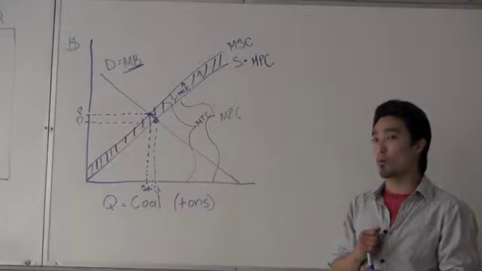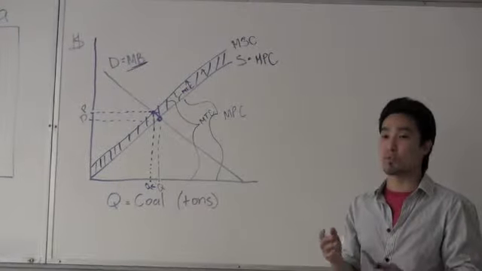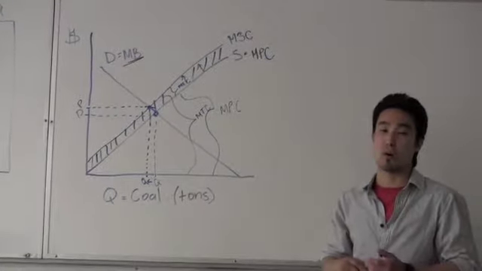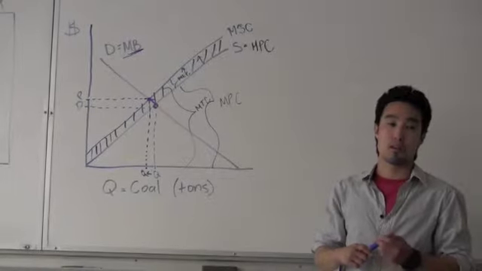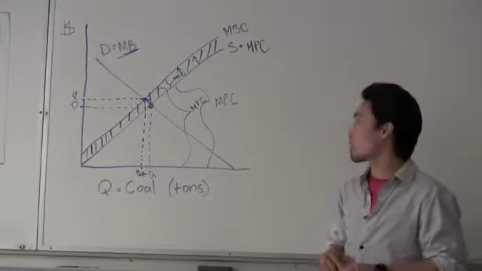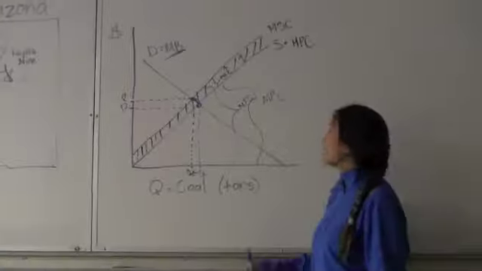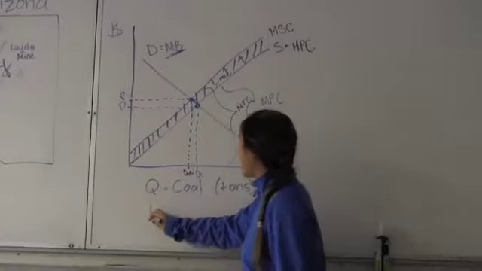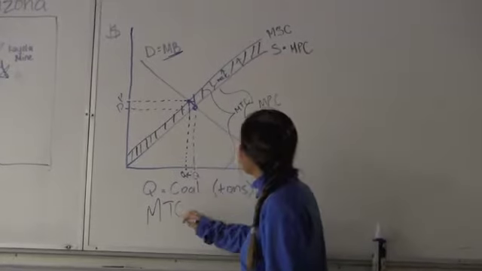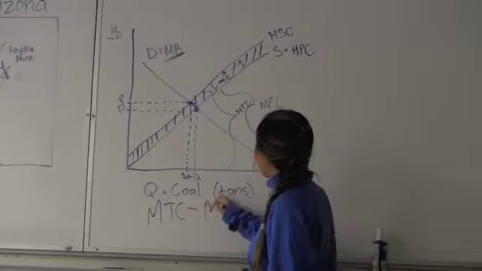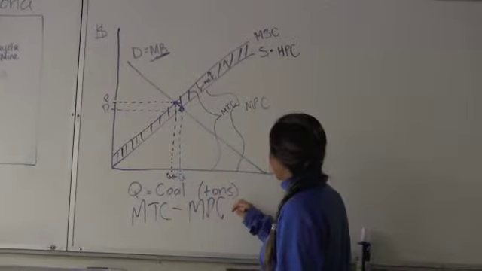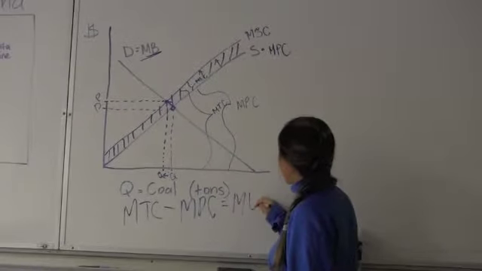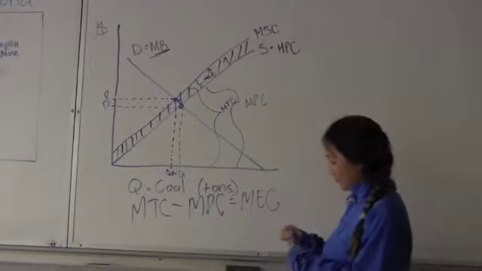This is for the Navajo tribes to not benefit, but I'd say alleviate their pains, I would suppose. So an equation way to look at it would be that MTC minus MPC is equal to MEC. MSC.